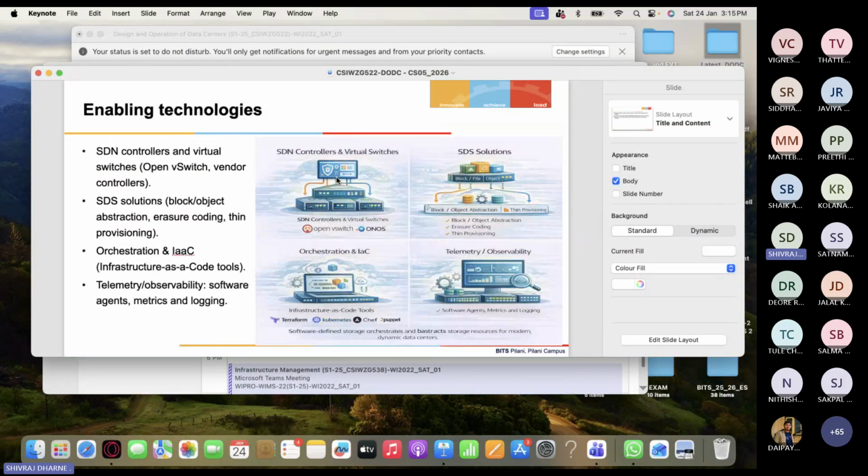So how to enable the SDDC? An SDN controller and virtual switches will be there, vSwitch. We just talked about CPU, VM, virtual machine, virtual networking, right? Has anybody heard of SDS? What does SDS mean? In this presentation, you see the word SDS used. SDS is software defined storage. This is related to memory. So you can see SDN is software defined networking, SDS is software defined storage, and then IaC. IaC is infrastructure as code tools.